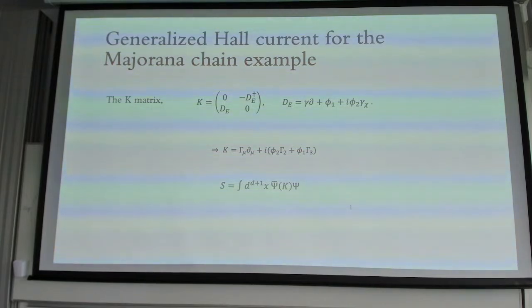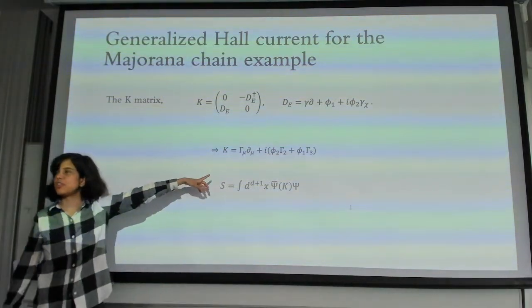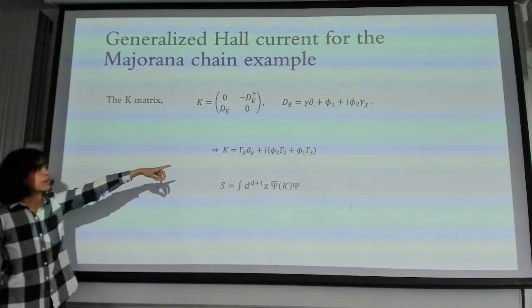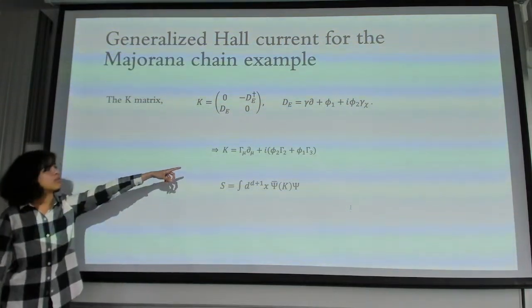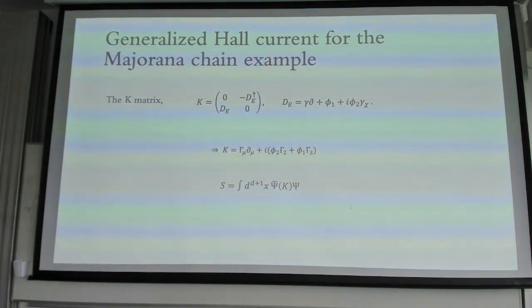So this is the K-matrix for the Majorana case. And you can see something interesting here. This is the gamma mu d mu term, where mu goes over these two space-time indices. And you see the Majorana mass and the background field that I turned on appear like a gauge field in my doubled theory. But none of the fields have any dependence on the third and the fourth dimension.